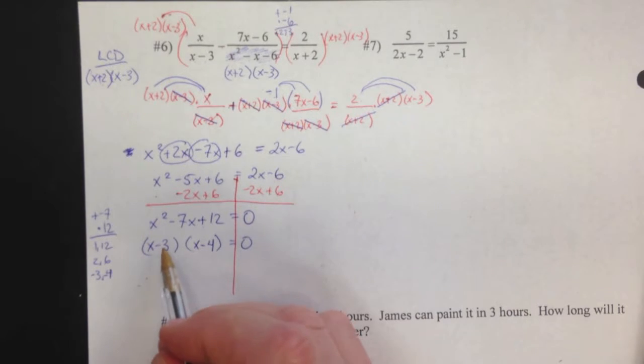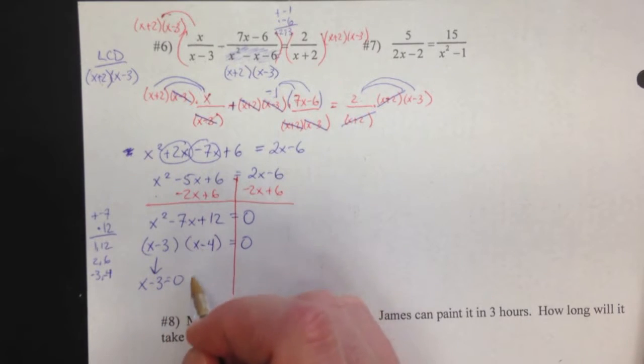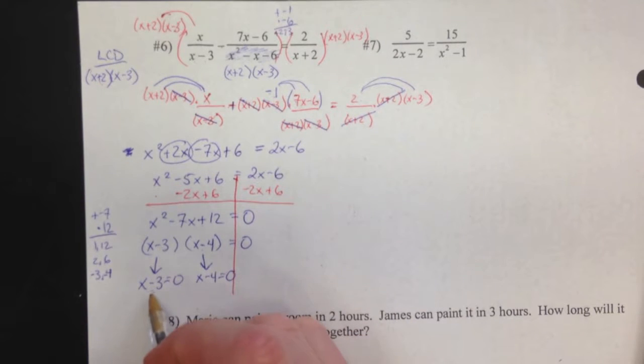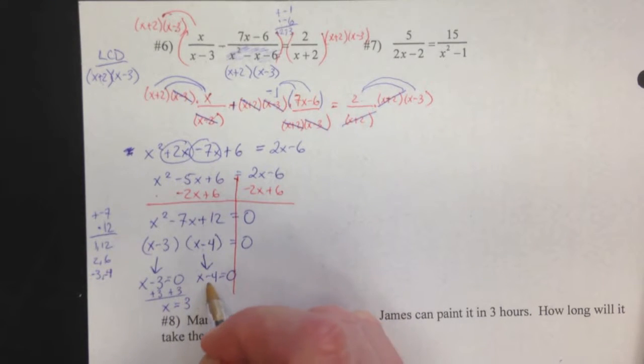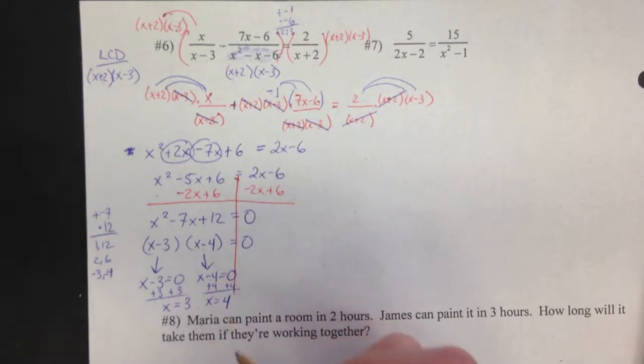Now we're not done. You've got to take each factor and set it to 0. x minus 3 equals 0, or x minus 4 is equal to 0. And we'll solve. We'll go plus 3. We get x equals 3. And then plus 4, we get x is equal to 4.